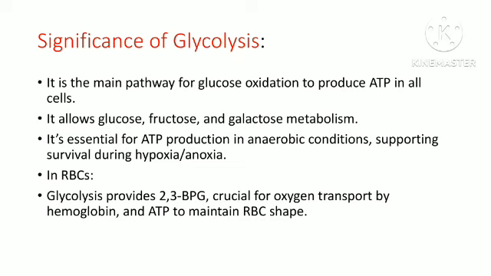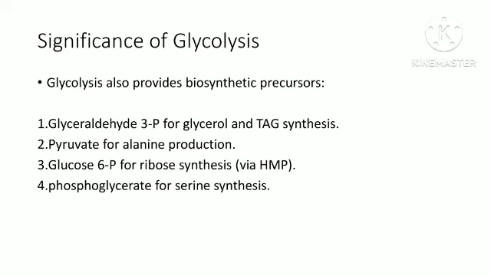Significance of glycolysis: glycolysis also provides biosynthetic precursors. 1: glyceraldehyde 3-phosphate for glycerol and TAG synthesis. 2: pyruvate for alanine production. 3: glucose 6-phosphate for ribose synthesis via HMP. 4: 3-phosphoglycerate for serine synthesis.